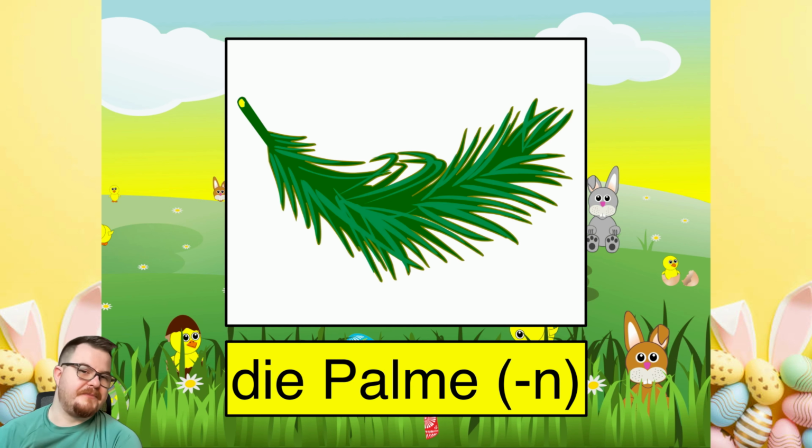Die Palme, the palm leaf, in plural, die Palmen, with an N on the end. This has some religious significance, which, if I remember correctly, and I probably don't, people laid palm leaves on the road that Jesus was going along. He was going into a city, I think, and the people put down the palm leaves on the road.